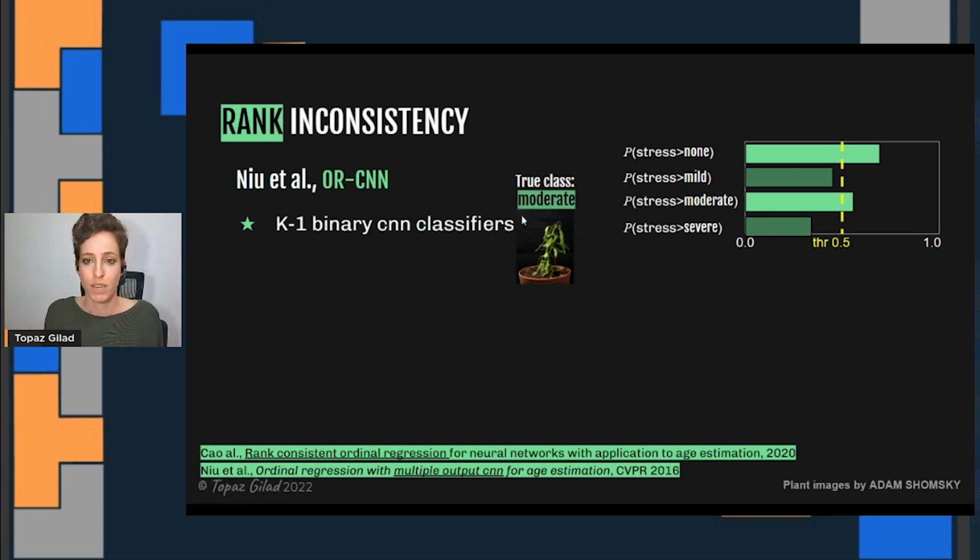For the plant example, each classifier will output the probability of the condition being greater than a specific stress level. For example, one binary classifier will model the probability of the stress level of the plant to be above none. Another classifier will have the probability of the stress level to be above mild, and so on. The reason we only need K-1 classifiers is that if the probability of the stress level being above severe is above the threshold, that means we are in the last category, the Kth category, the complete category.